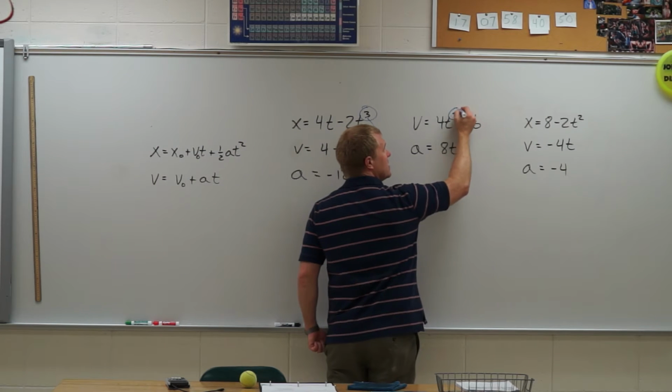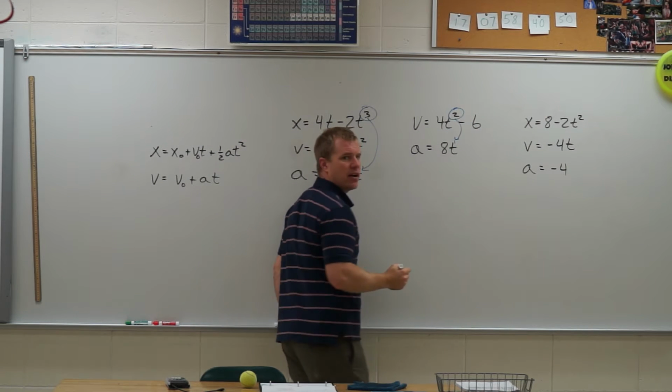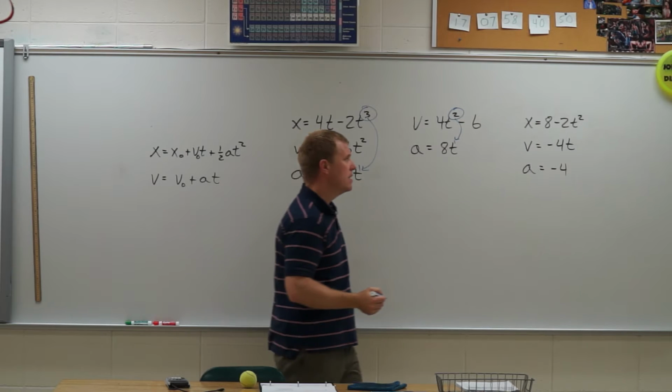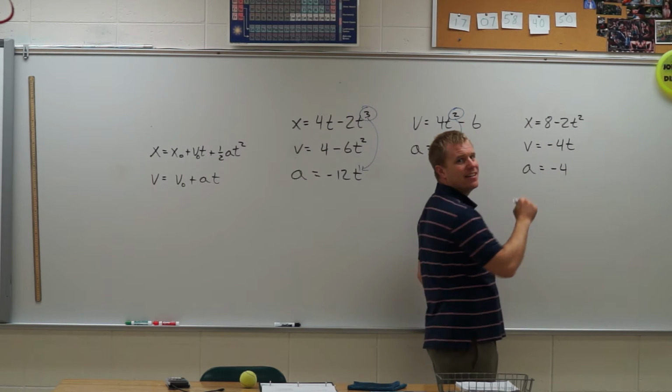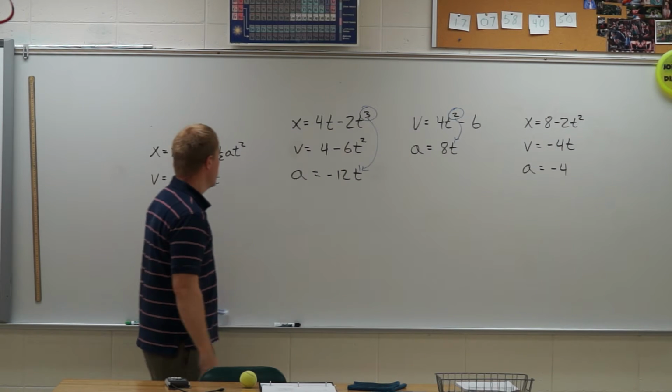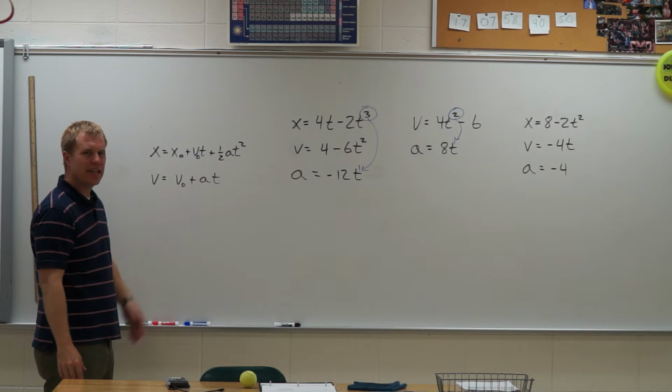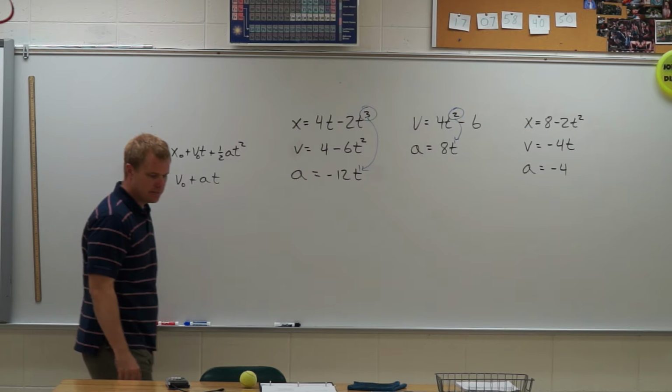The fact that I have t squared here means I'm going to have t to the first there. It's not going to be constant. This one has t squared and an x, so that automatically means it's going to be t to the 0. Okay? So that's kind of the quick way to tell if it's a constant or not constant.